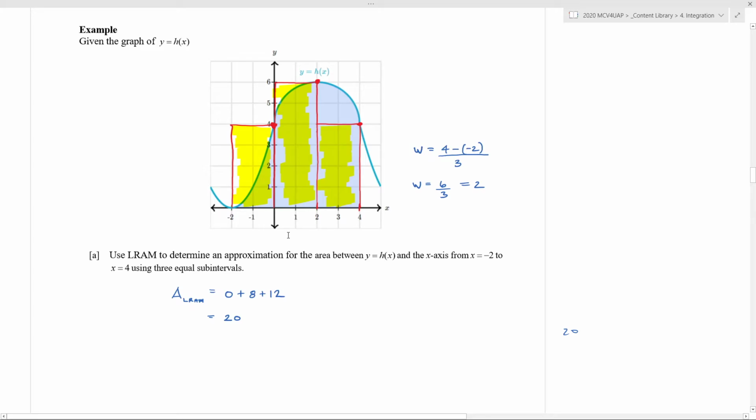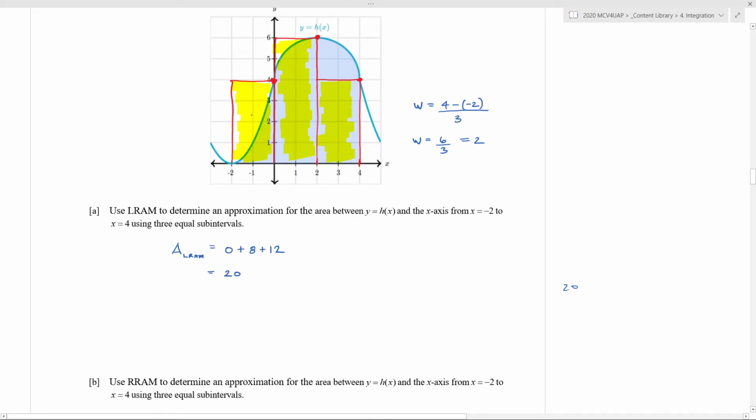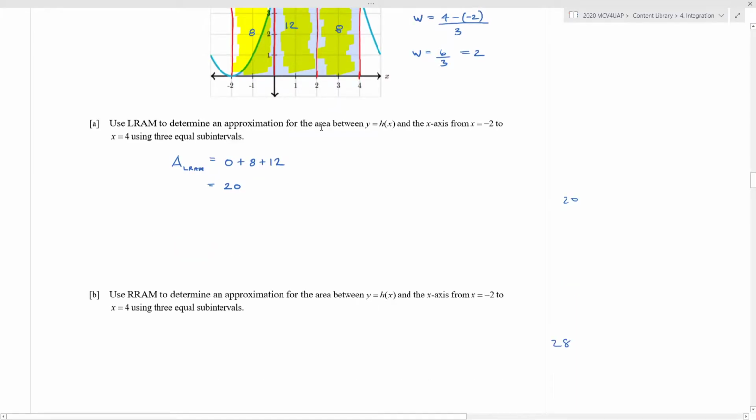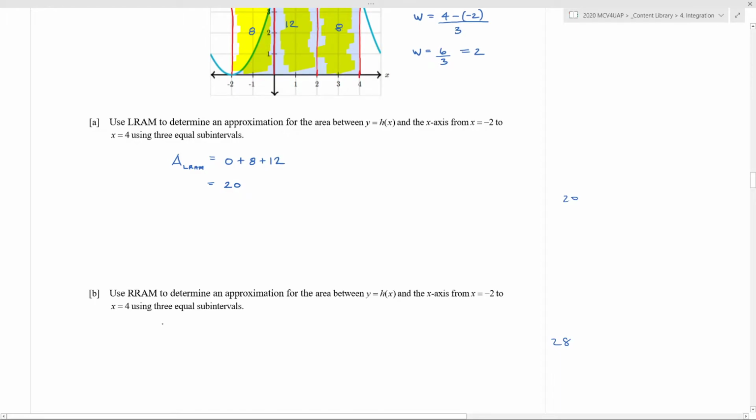So rectangle 1, 2, 4, 6, 8 has an area of 8. The next one has 12 if I count up those squares, 2, 4, 6, 8, 10, 12. And the last one, 8. So the area approximation using RRAM is 8 plus 12 plus 8, which is 28.